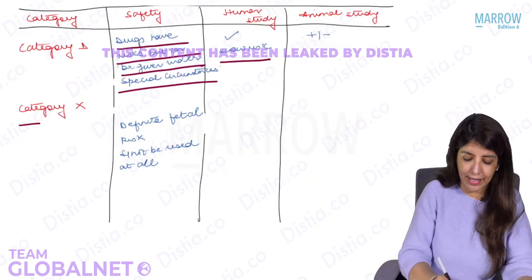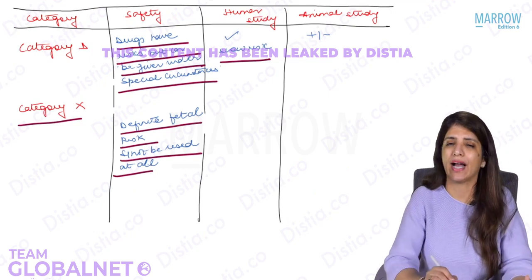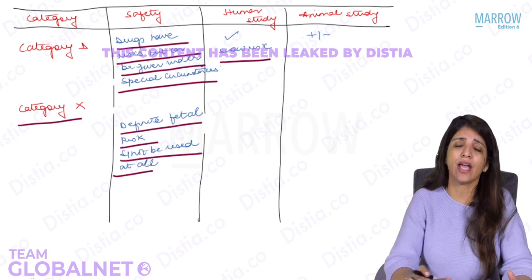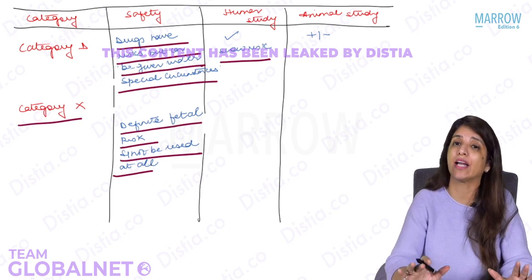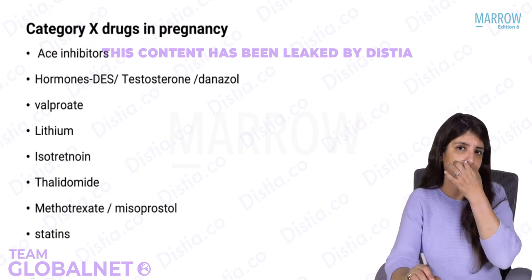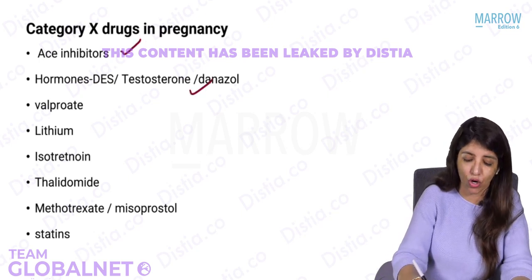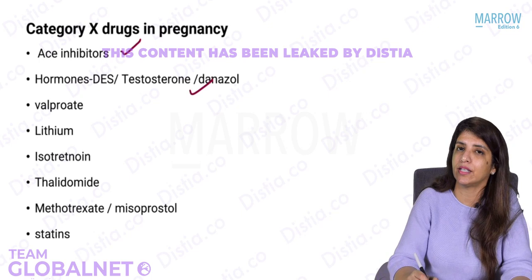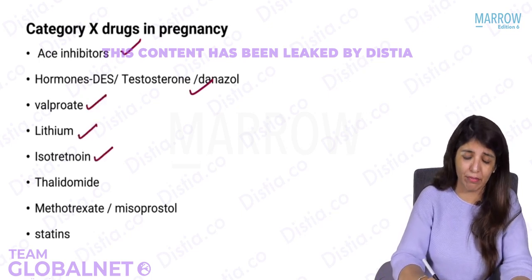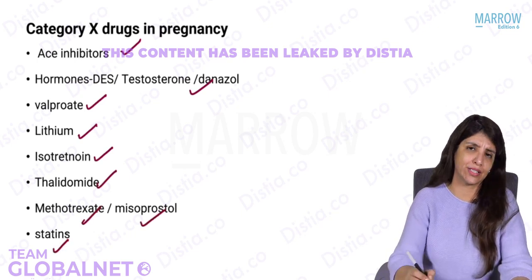Yes? And category X means there is a definite fetal risk and it should not be used at all. Category X means 100% there are chances of fetal teratogenicity and we are not going to use this drug at all. Now, a very important question is, what are category X drugs during pregnancy? Category X drugs which are contraindicated during pregnancy are ACE inhibitors, hormones like diethylstilbestrol, danazol and testosterone, valproate, lithium, isotretinoin, thalidomide, methotrexate, misoprostol, and statins.